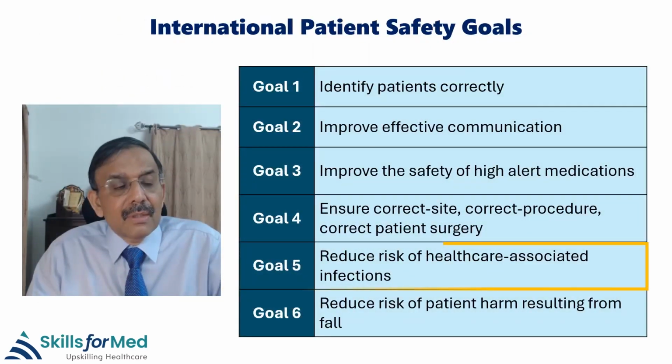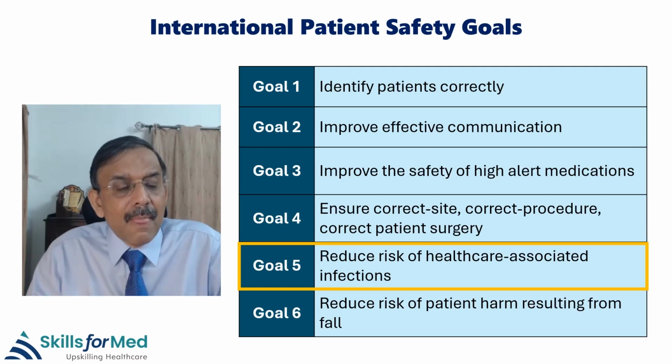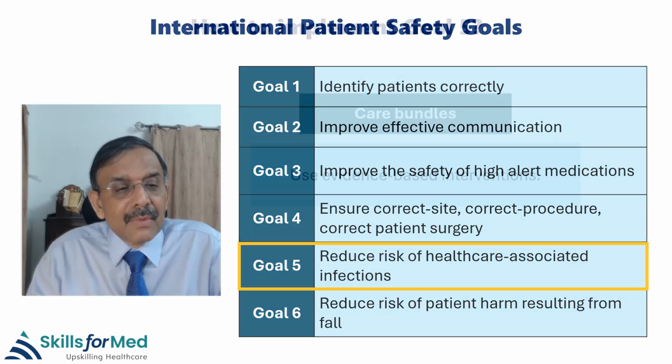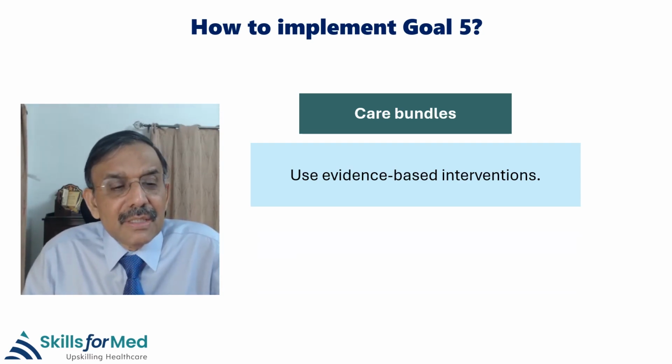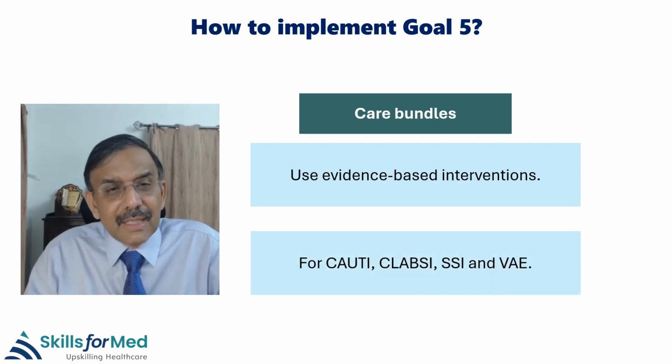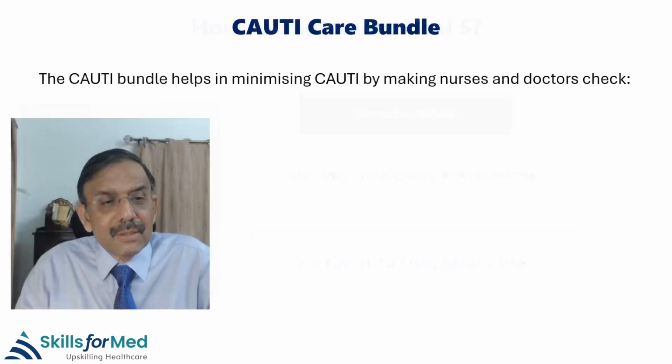So now we are coming to the fifth international patient safety goal, and this is reducing the risk of healthcare associated infection. So how do we do this? This is by using care bundles. Care bundles are evidence-based interventions for all the healthcare associated infections like CAUTI, CLABSI, SSI and ventilator associated events. So let's quickly look at these bundles.